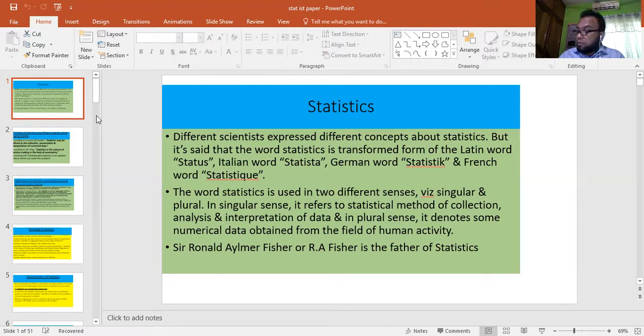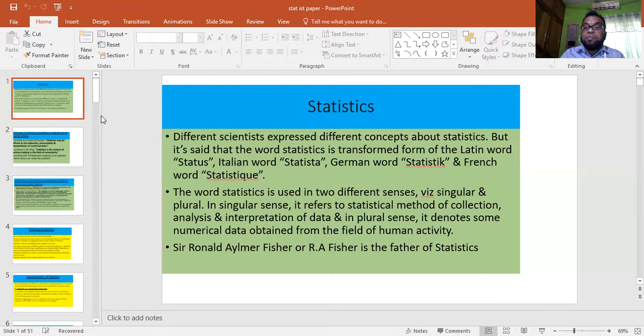Now, in how many senses is the word statistics used? The word statistics is used in two different senses, such as singular and plural. In singular sense, it refers to statistical method of collection, presentation, analysis, and interpretation of data. And in plural sense, it denotes some numerical data obtained from the field of human activity.